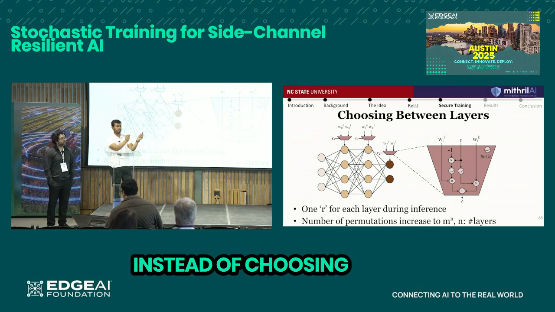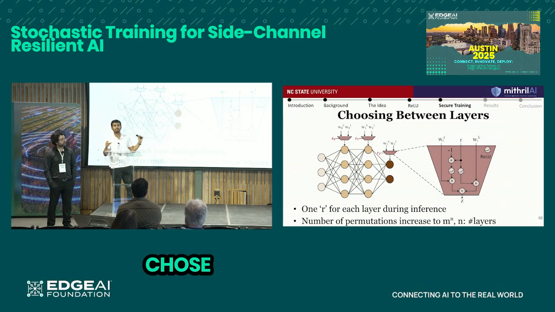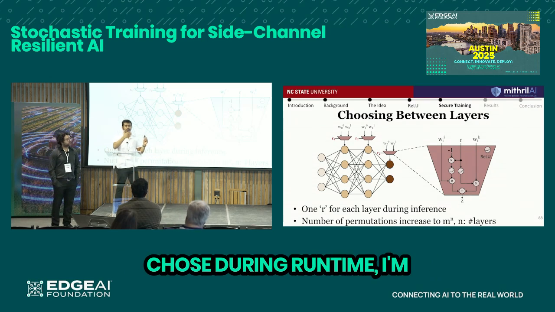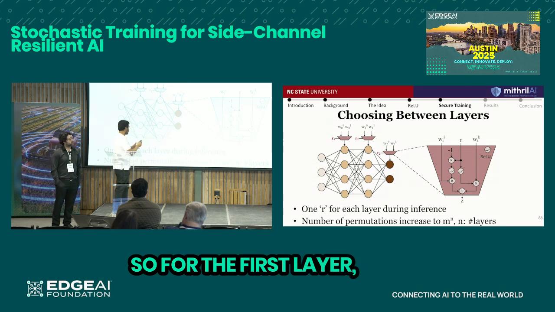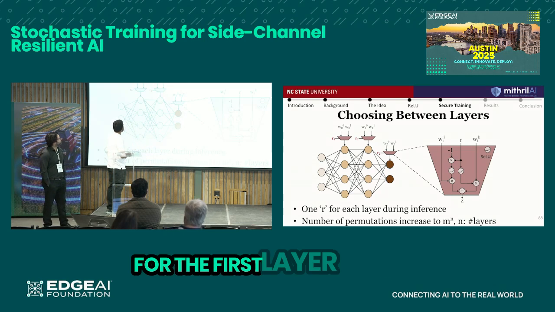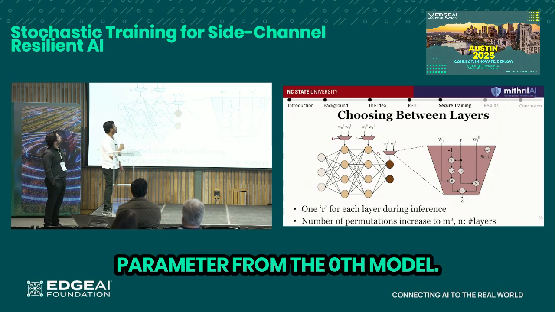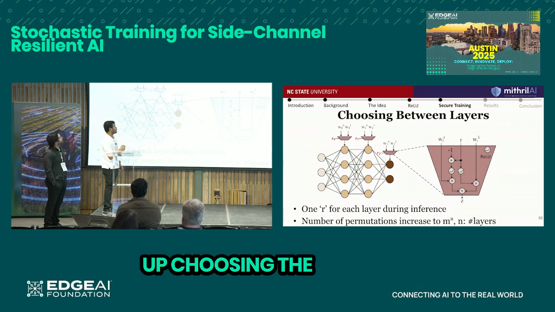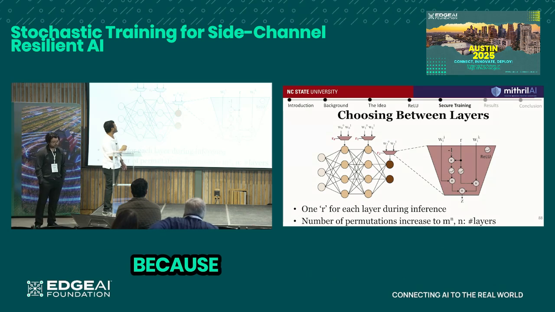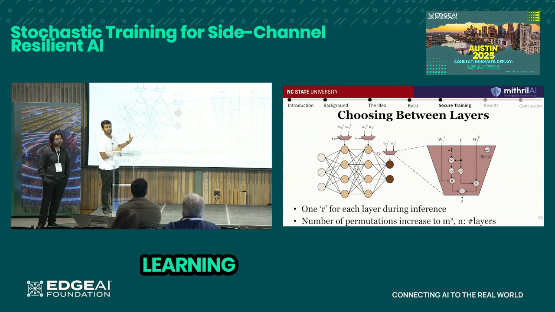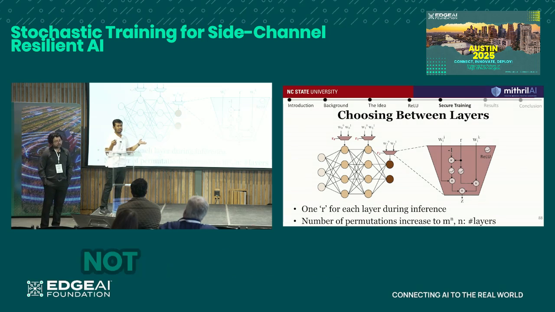Instead of choosing all the model parameters together, now what will happen is among 3 models that I chose during runtime, I'm going to choose the parameters per layer. So for the first layer, I may end up choosing the model parameter from the 0th model. In the second layer, I may end up choosing the first one, right? So this is going to increase the number of permutations. Why? Because now I still have the same number of machine learning models, but because I'm working at a layer granularity, now it's not m anymore.